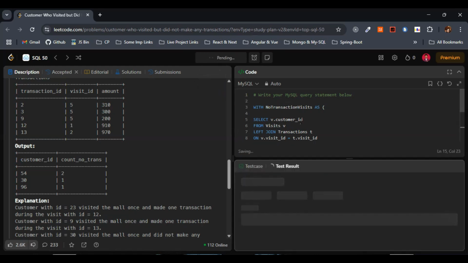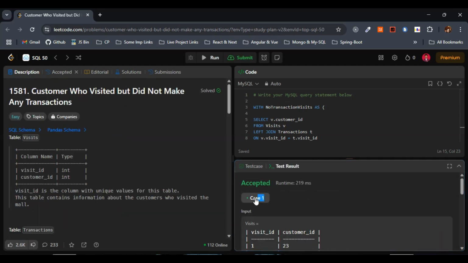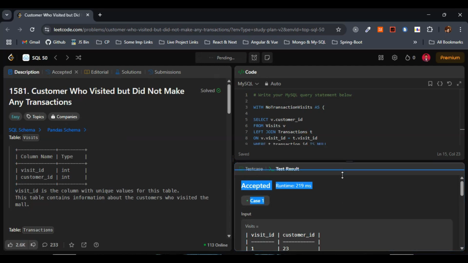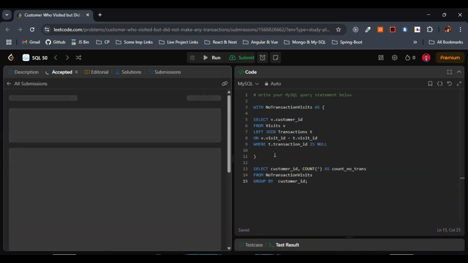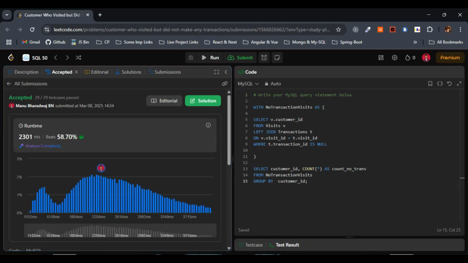So let me quickly hit the run button. So this is it for the query. You can clearly see here the sample test case is getting passed. So let me hit the submit button. Let's see whether this works for all the test cases or not. Here you can clearly see all the test cases are getting passed, means the query works absolutely correctly, right?